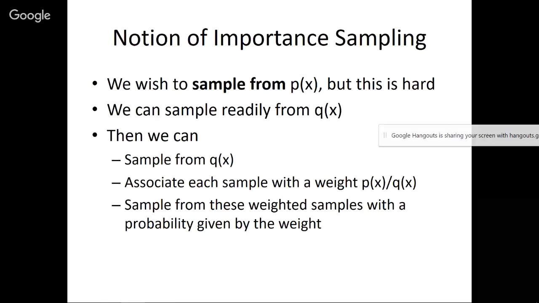By contrast, if there's something we get out of Q of X, for example, which is very rare in P of X, we'll give it a low weight because it's not likely to occur within our target distribution, or P of X. And the idea here is that we have these samples that adjust for the relative frequency with which we see a given sample in the target distribution compared to the proposal distribution that we actually sampled from. And then, having these weighted samples, we can sample from them with a probability given by their weight.